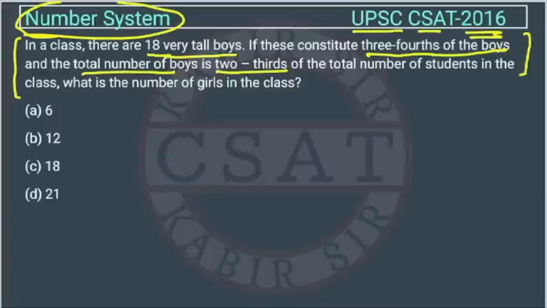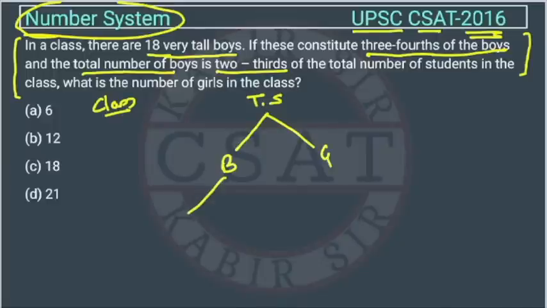So suppose there is a class, right? So the total number of students is, suppose, something. Okay, just leave it right now. So in this there will be boys and girls, right? Among the boys there are very tall boys. So how many very tall boys? 18. So they are tall boys, right? Now in a class there are 18, so there are 18 very tall boys.